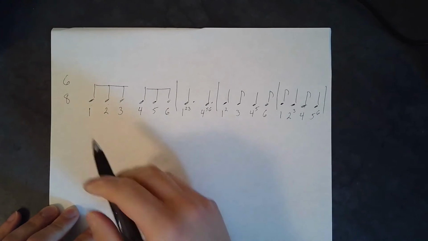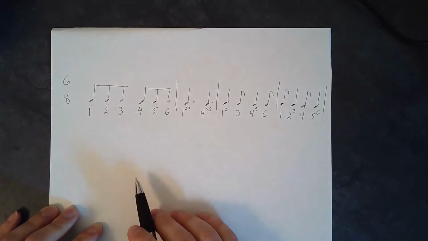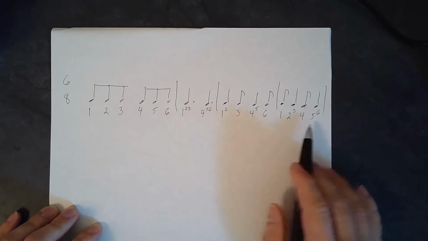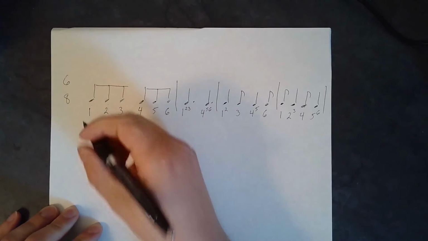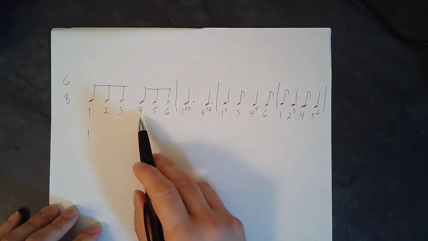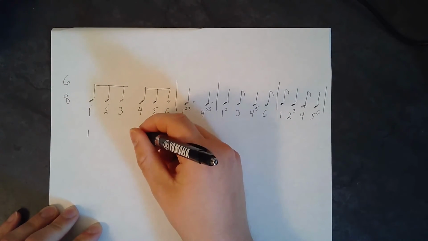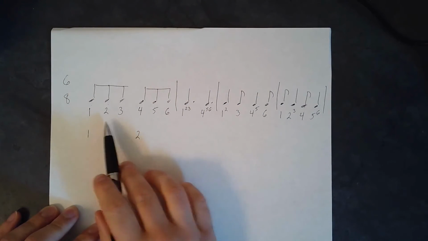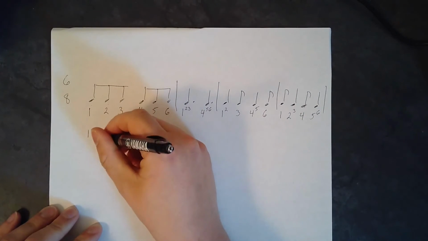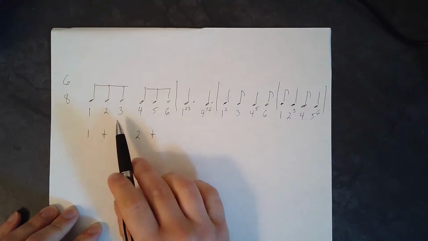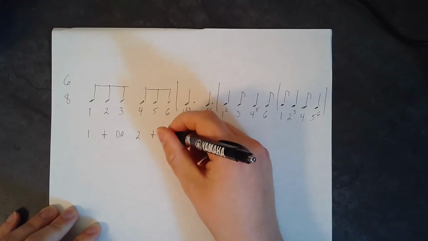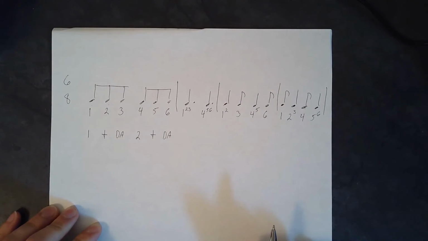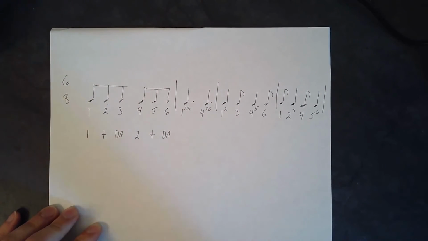With fast time, we teach that as a sort of translation from slow time. So I would worry about getting this down first before we start trying to do fast time. To get to fast time from slow time, all of our 1s are going to stay 1. All of our 4s become 2s. Our 2s and 5s become ands. And 3 and 6 become da. So let's apply that to the rest of the line here.